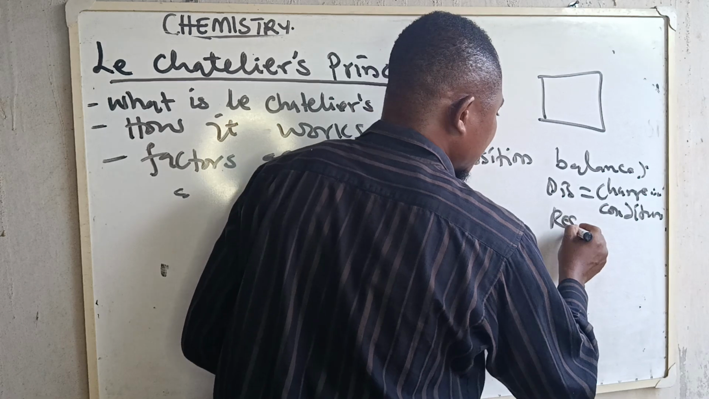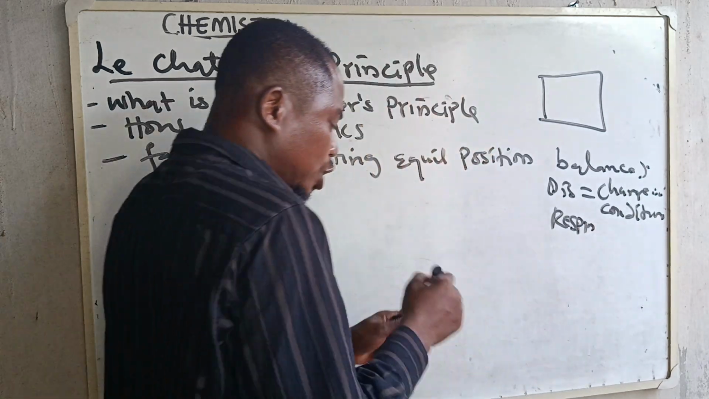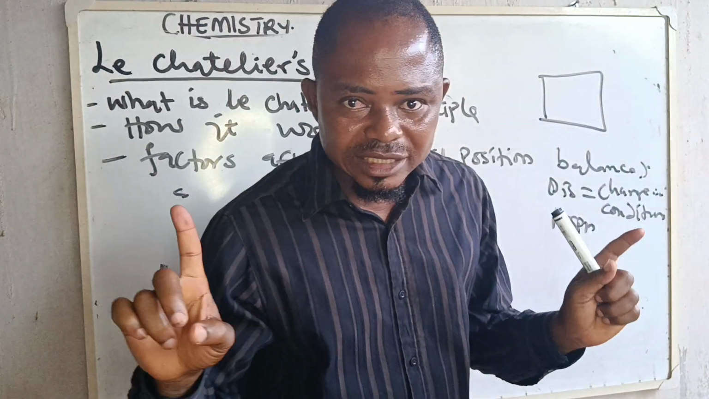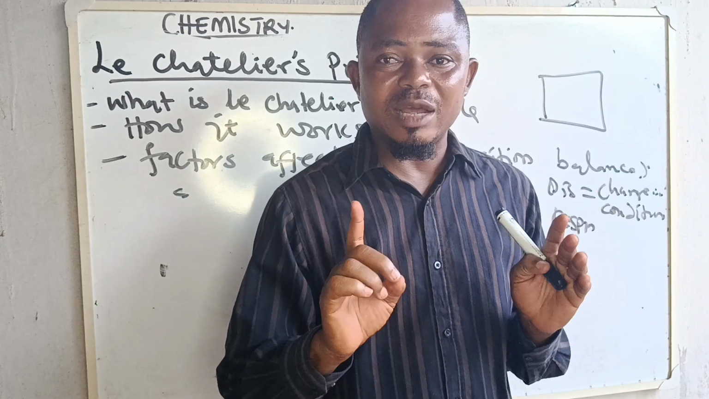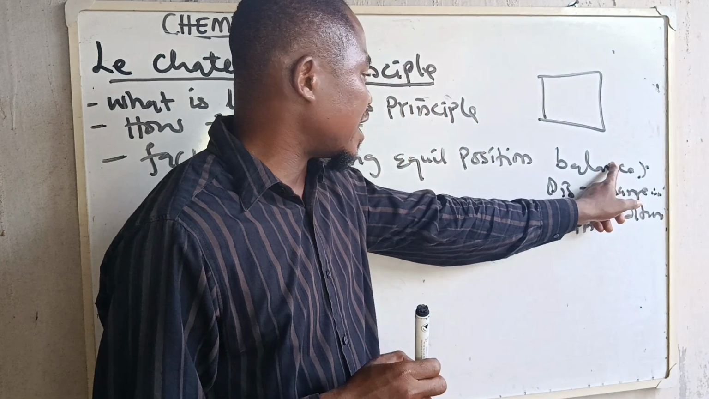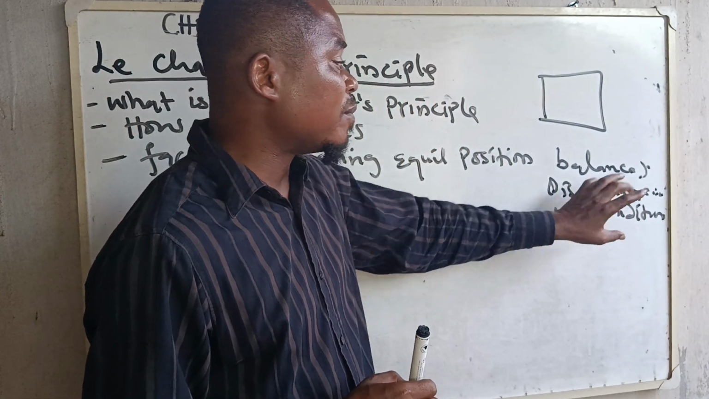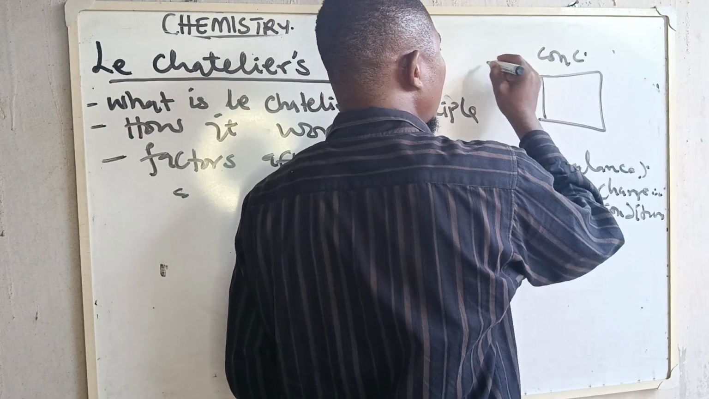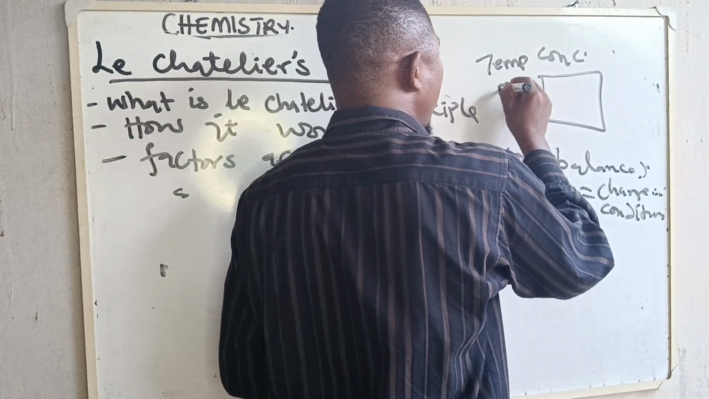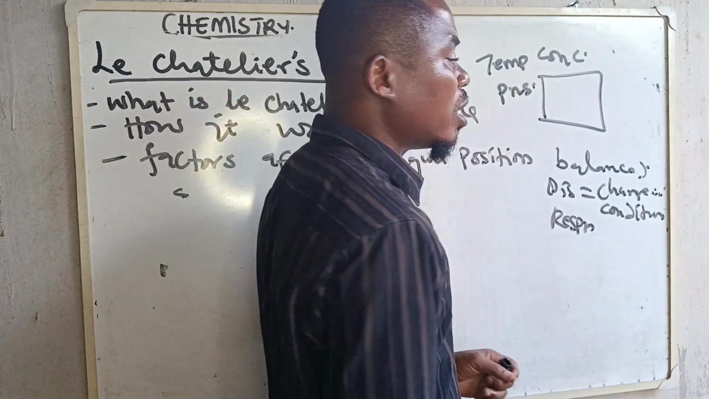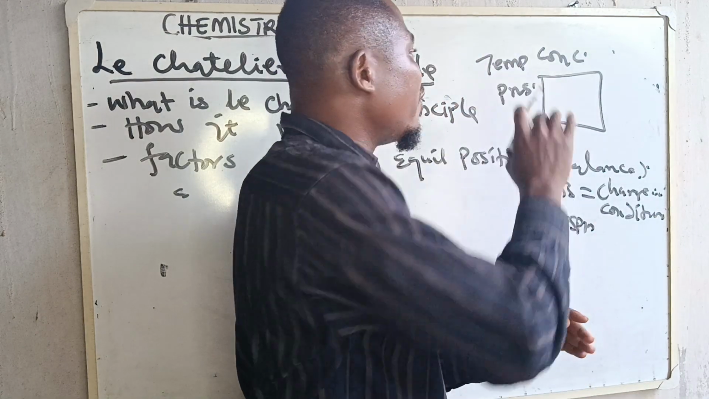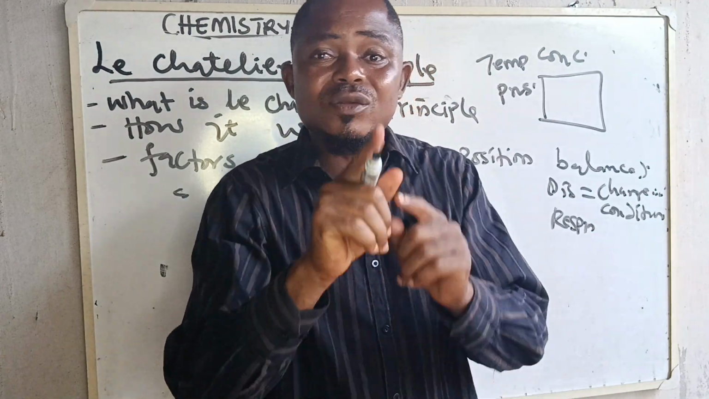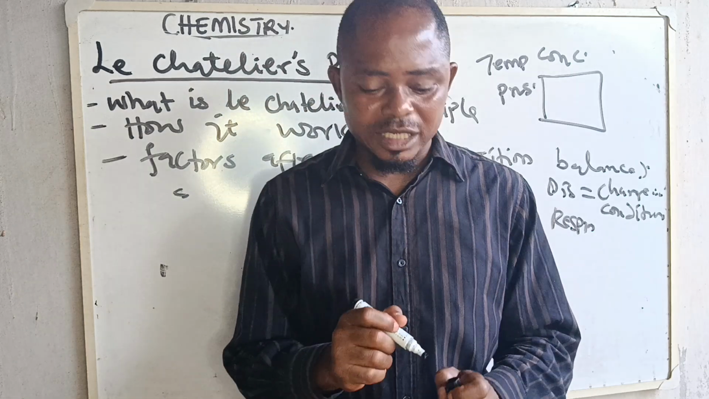And what is the response from the system? It adjusts so as to remove that change. That's all Le Chatelier's principle is saying. He said when a balanced system is being disturbed, and disturbance simply means change in the system, and what are these changes? We have concentration, temperature, and pressure. Then it will respond by adjusting so as to remove any of the change that comes into the system, so as to restore itself back into a state of equilibrium.